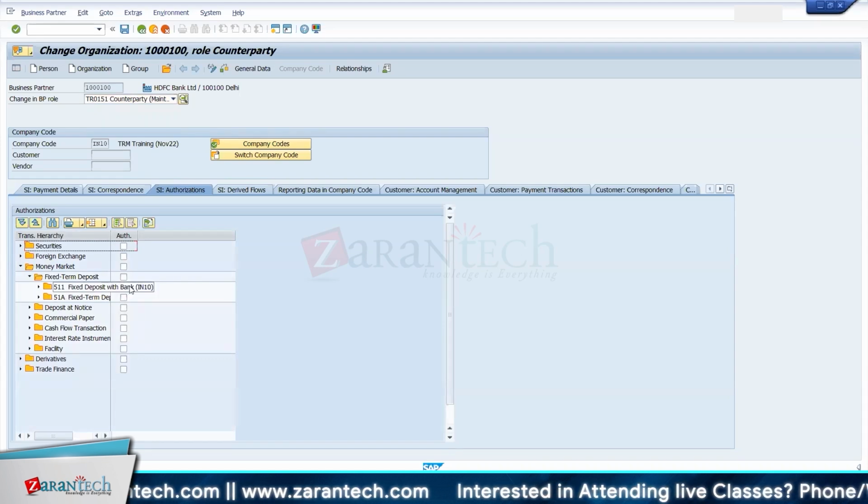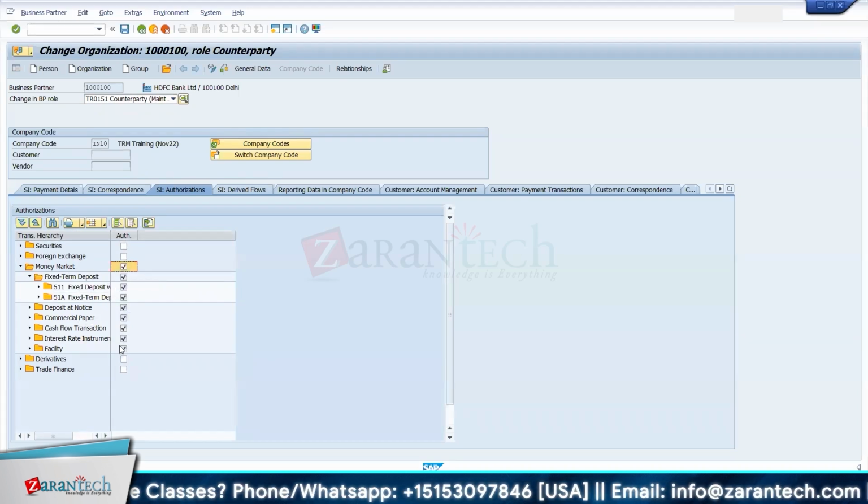So suppose with this business partner, I want to do only fixed deposit transaction, then I can say authorization for my fixed deposit. But if you say all the money market, because with the same bank I can do the fixed deposit, I can do other transactions, like I can take the loan. So here product by product authorization you can maintain. Suppose here I am saying all the money market transactions, it means I would be able to create any of these transactions using this business partner.